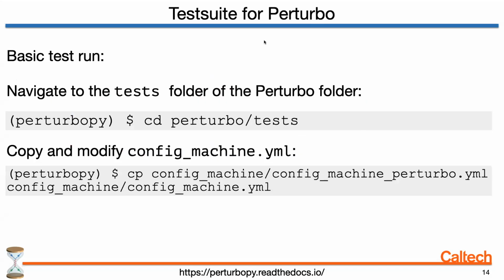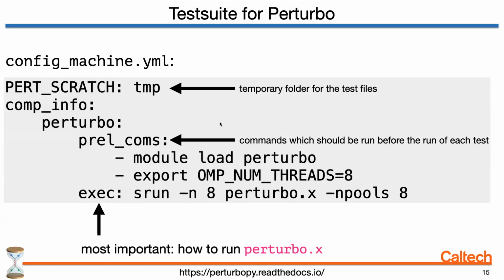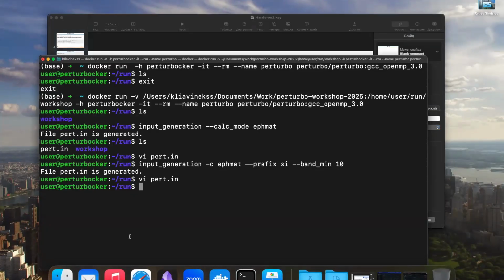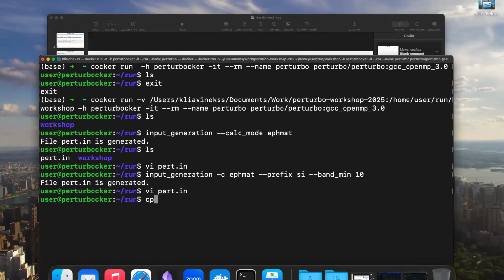For basic run tests, we can follow the procedure which I described already during the previous hands-on session. You go to the folder with the tests. In the case of our container, we go to the optional Quantum Espresso Perturbo tests.